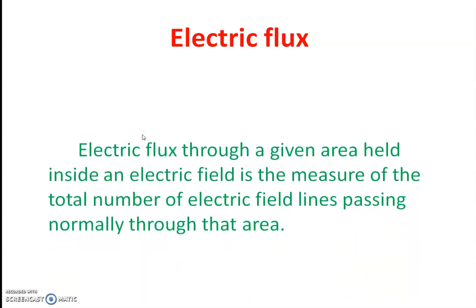The electric flux through a given area held inside an electric field is the measure of the total number of electric field lines passing normally through that area. Because by the definition of electric field, we already discussed, electric field lines per unit area indicate the strength of the electric field. So to get the total number of electric field lines, it will be indicated by the electric flux.